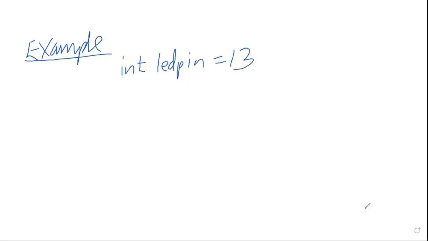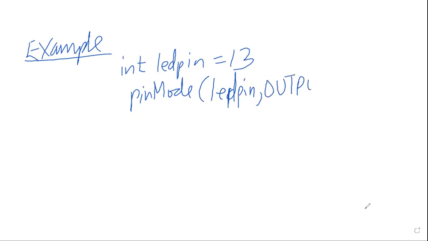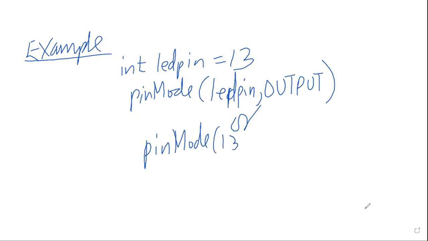LED is known to be a digital output device, and therefore it will require that we set that pin to be an output pin. So we'll use the pinMode function to set the LED pin as output pin. Or you can still say pinMode(13, OUTPUT).